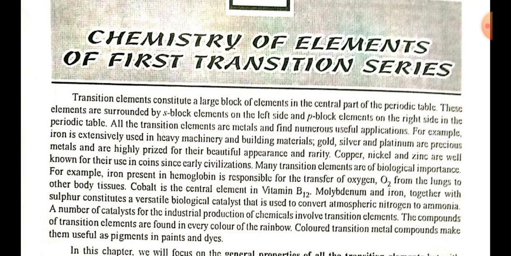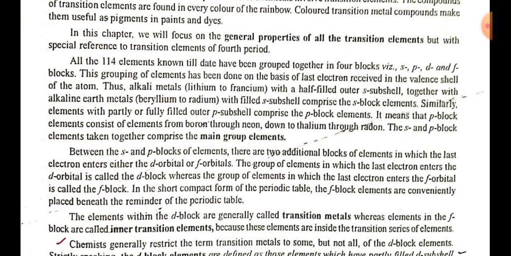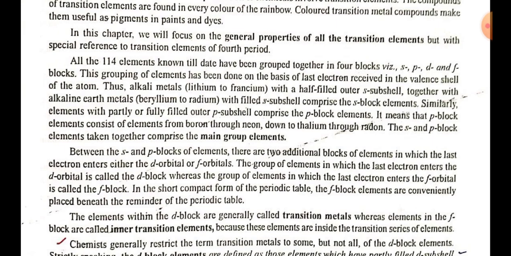A number of catalysts for the industrial production of chemicals involve transition elements. Compounds of transition elements are found in every color of the rainbow. Colored transition metal compounds make them useful as pigments in paints and dyes. In this chapter, we will focus on the general properties of all the transition elements, but with special reference to transition elements of the fourth period.